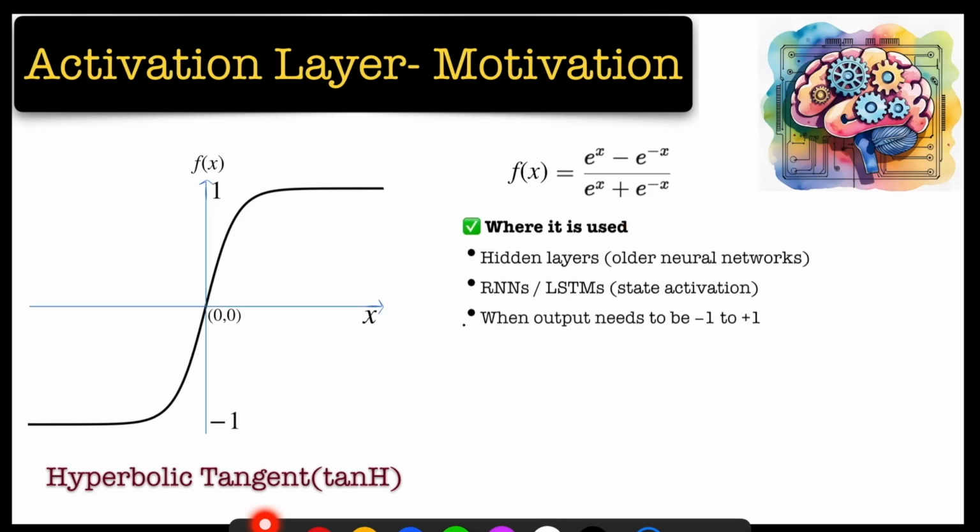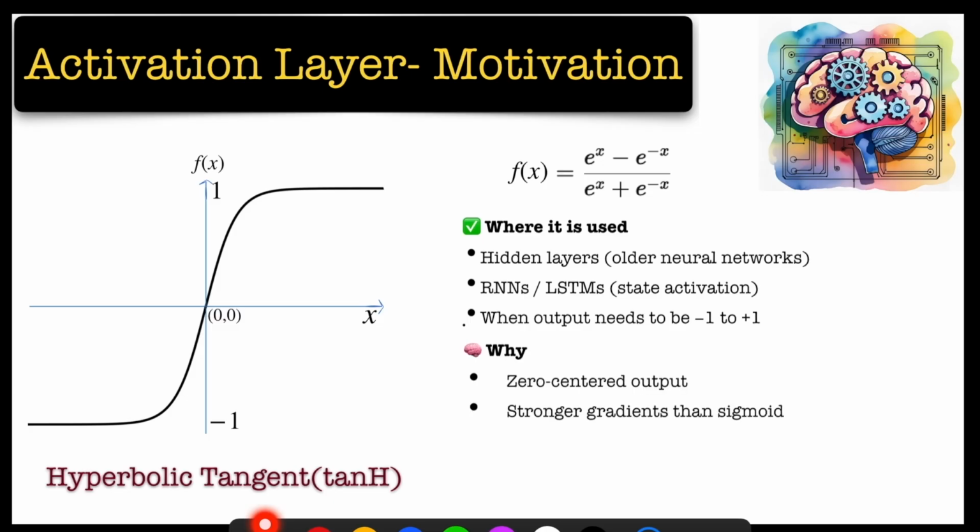Where is it used? In hidden layers of older neural networks. Earlier we used Tanh a lot. Nowadays we use Tanh in RNNs and LSTMs. RNN is recurrent neural network and LSTM is long short-term memory. We'll discuss these later in a separate playlist, and then we'll clearly discuss why we use Tanh there. But one simple example is when the output needs to be between -1 and +1. If this type of requirement is there, then we can use Tanh.